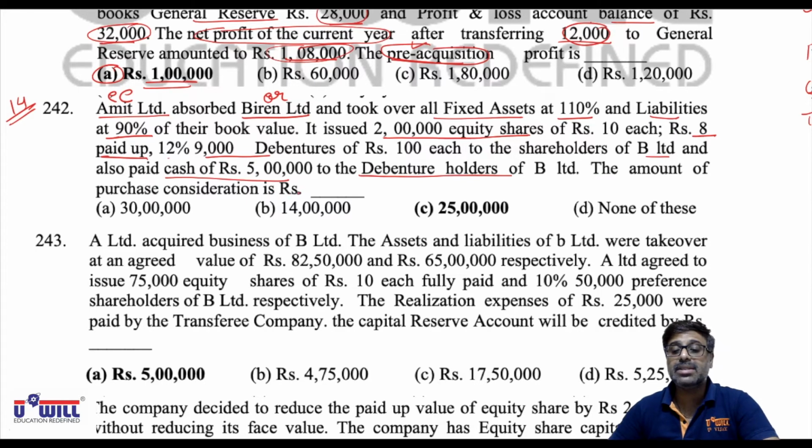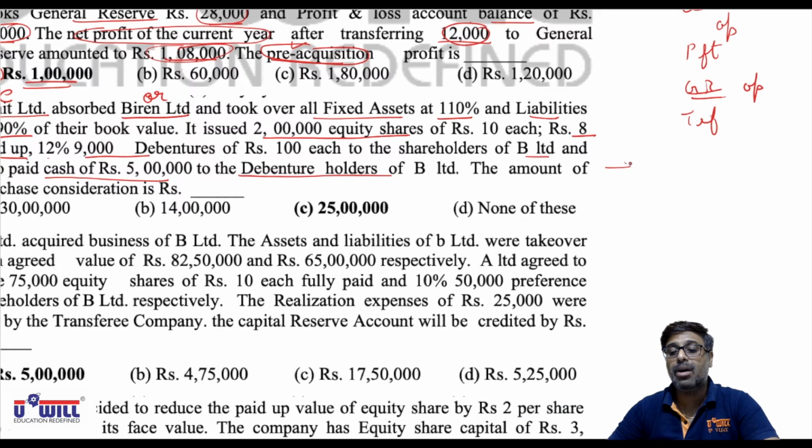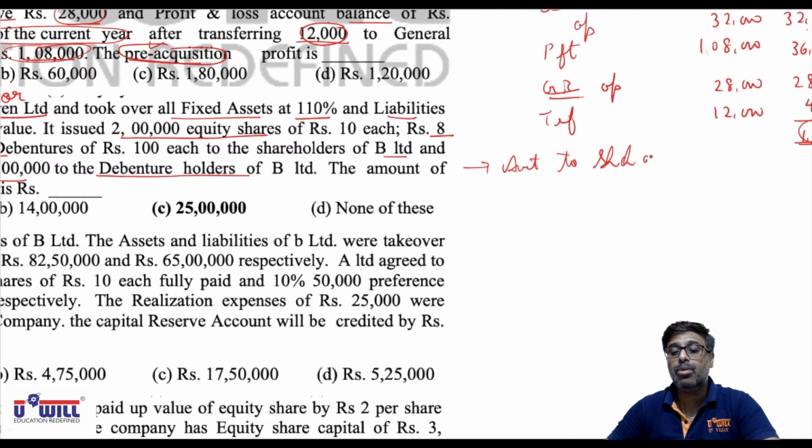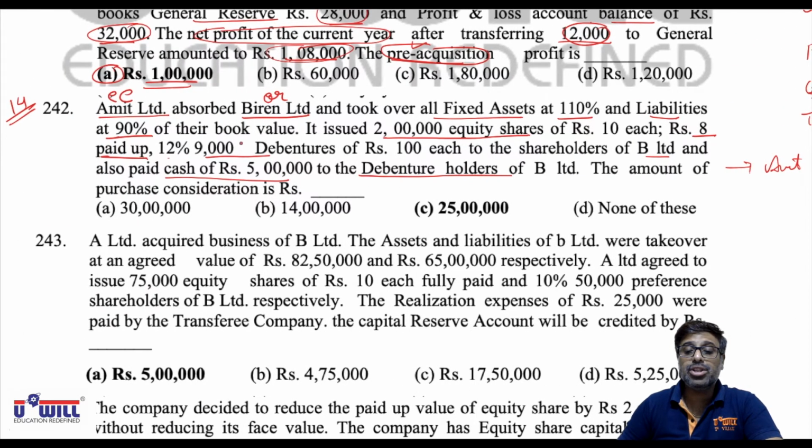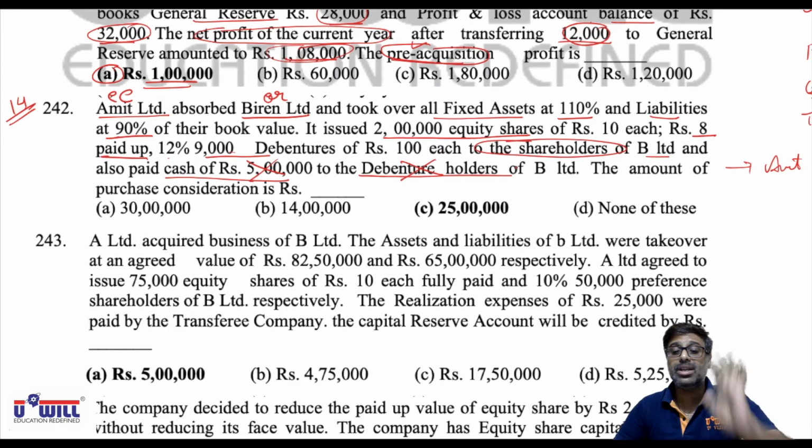And purchase consideration, we include only the amount payable to shareholders. I repeat, only the amount payable to shareholders. So the debenture holders, what we are paying in cash will not be included. However, this 9,000 debentures of 100 each are given to the shareholders, that will be included. Whatever amount you pay to the shareholders will be included.